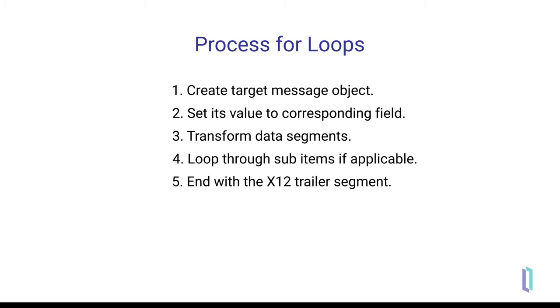Last, use the X12 functions in the DTL to complete the trailer segment. At every level of looping, you create a target object, set its properties, transform it as necessary, loop through its subsets if applicable, and end by creating a trailer. Let's walk through this process in more depth, returning to the example of transforming an eligibility request.